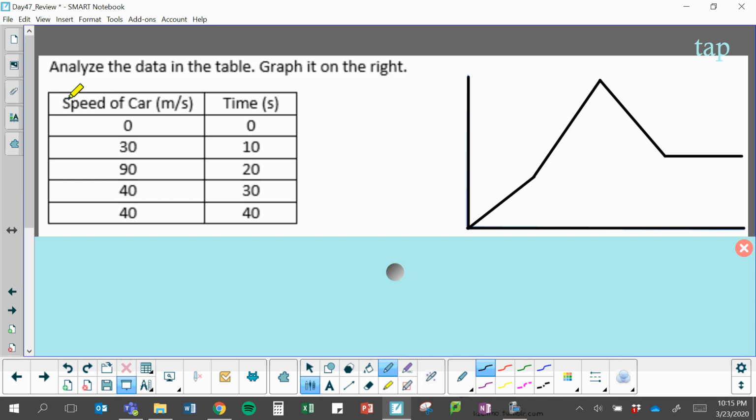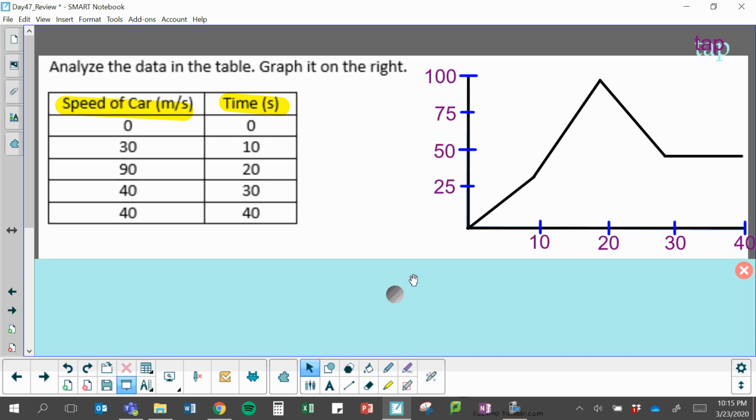Okay, so now we have another graph. This time we are graphing speed and time. Here are the data points. We have a point at 0, 0; 10 seconds, 30 meters per second; 20 seconds, 90 meters per second; 30 seconds, 40 meters per second; and 40 seconds, 40 meters per second.